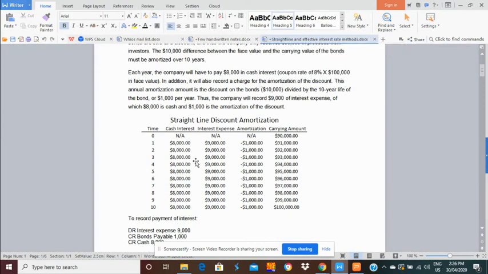In this case, in this example, the total discount on bonds is 10,000. How many years do we have? 10 years. You just divide the total value of the discount by 10 years and you will get this adjustment that you need to make between the book value of expense and the coupon value of expense. Every year it would be same. You can see here every year it is 1,000.